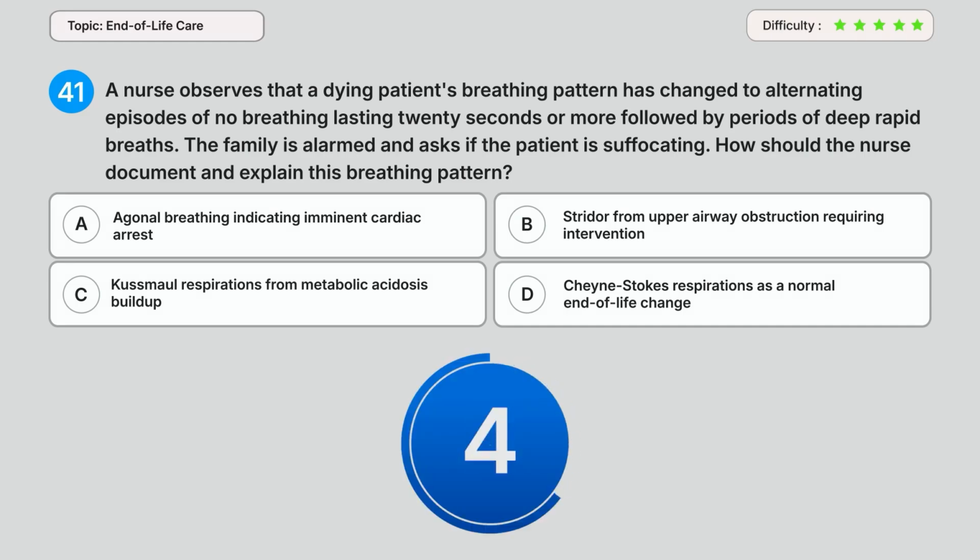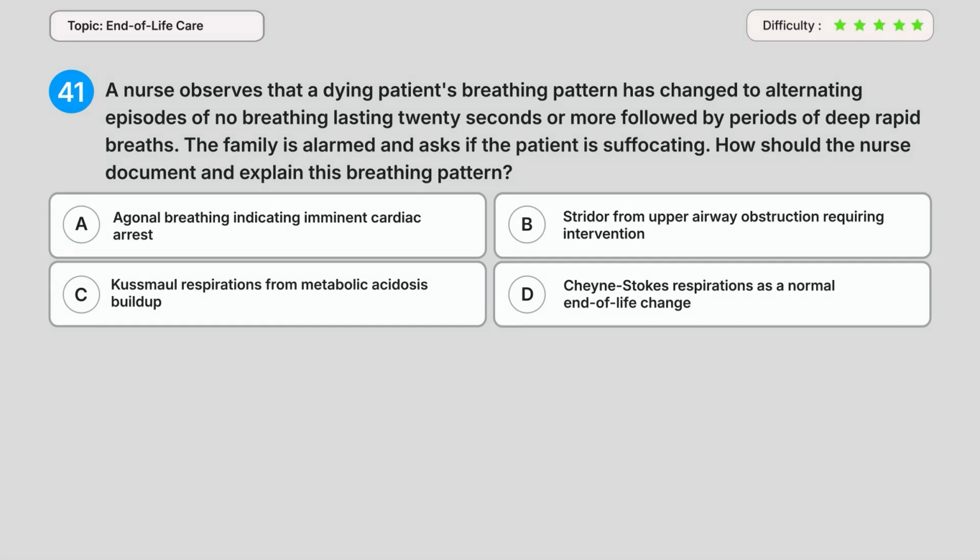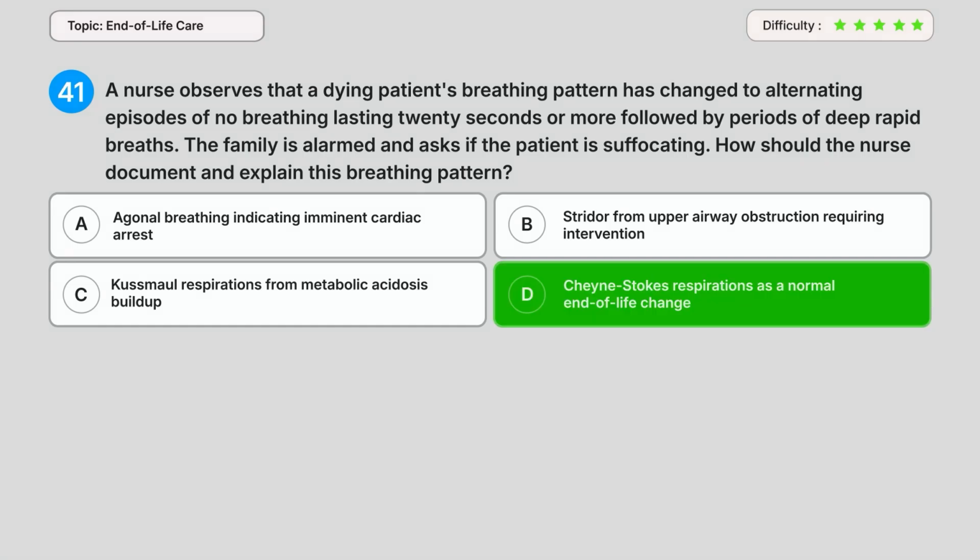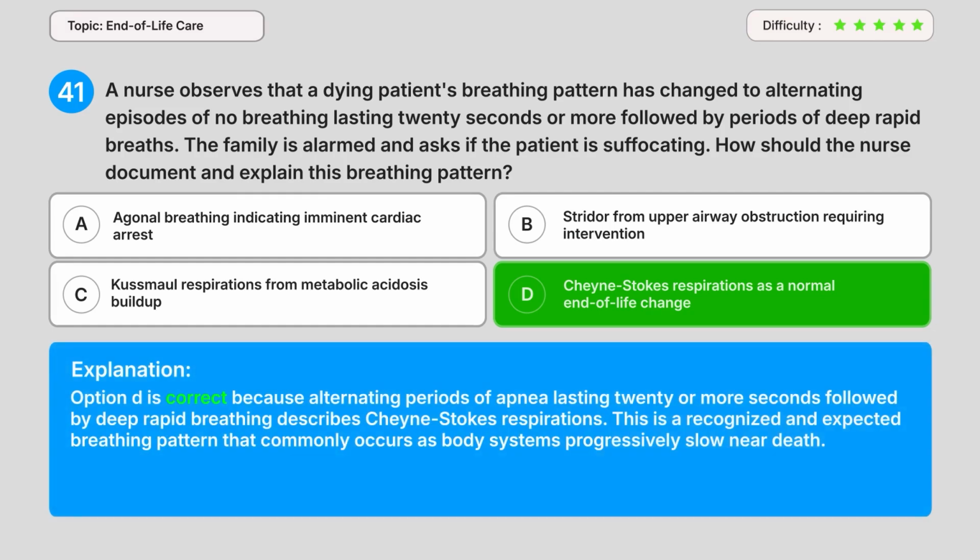What do you think is the answer? Correct answer, D. Cheyne-Stokes respirations as a normal end-of-life change. Explanation. Option D is correct because alternating periods of apnea, lasting 20 or more seconds, followed by deep, rapid breathing describes Cheyne-Stokes respirations. This is a recognised and expected breathing pattern that commonly occurs as body systems progressively slow near death.